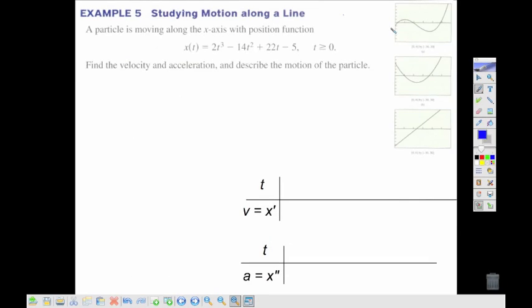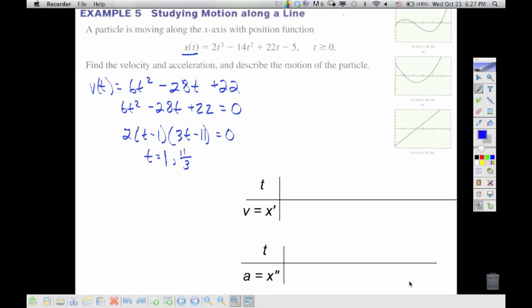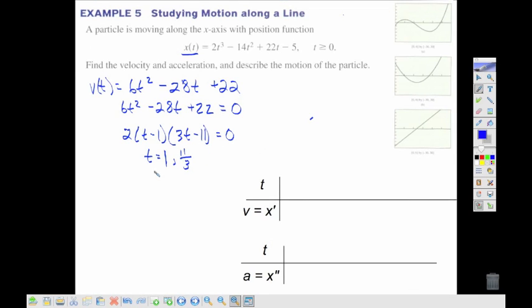Now if we're looking for motion along a line, in this one they give us a function here, and we want to find the velocity and acceleration. In this case, x is the position, and so our velocity would be the derivative of this. If we wanted to find the critical points, when it's changing direction, we would set that equal to 0. This would then give us zeros of t equals 1 and 11 over 3. Okay, so that would be for our first derivative.